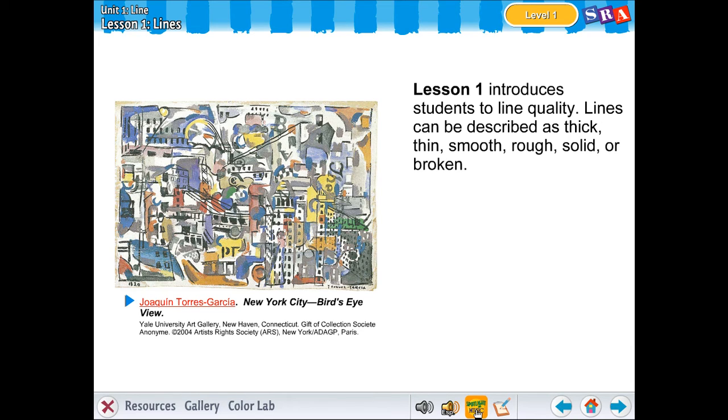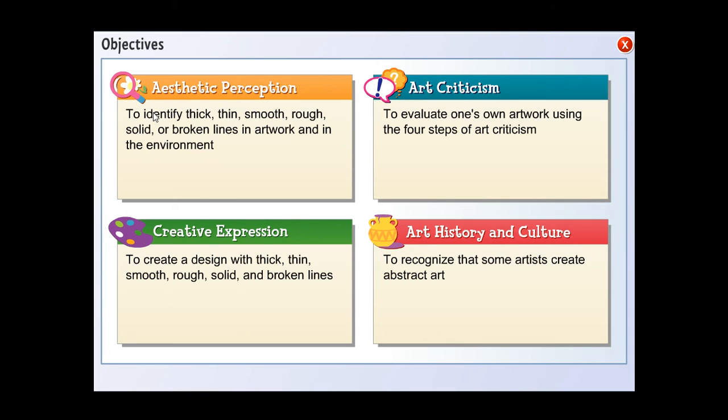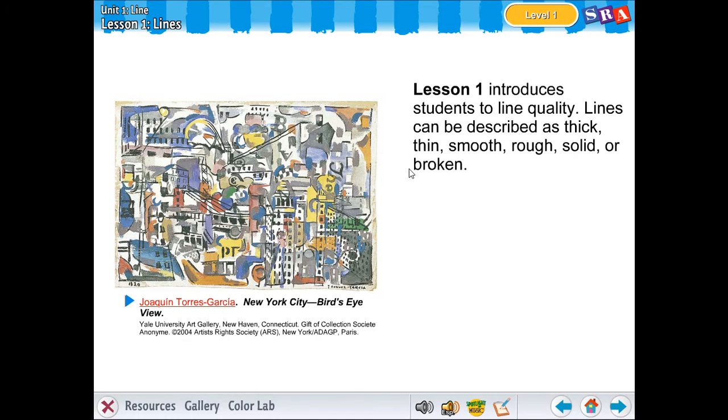So we're learning about lines, our spotlight, and music. Before we do this, our objectives today is we're going to be learning about thick and thin, smooth, rough, solid, and broken lines in artwork. You're going to be able to evaluate your own artwork using the 4 steps of art criticism. If you want to, you can create a design with thick, thin, smooth, rough, solid, and broken lines. And you should also be able to recognize that some artists create abstract art.